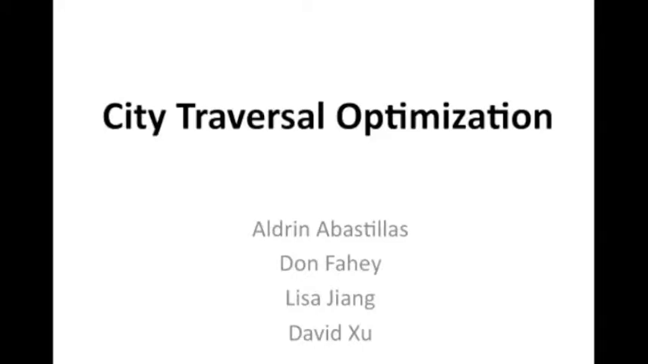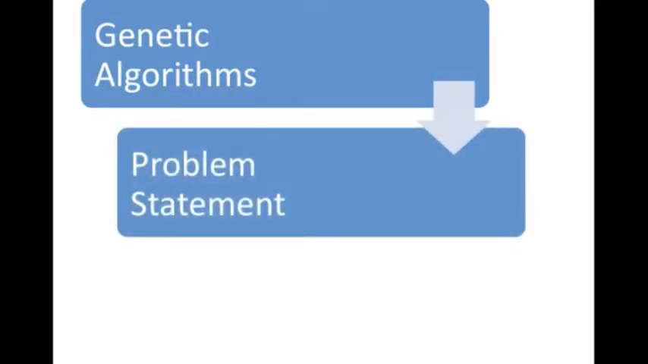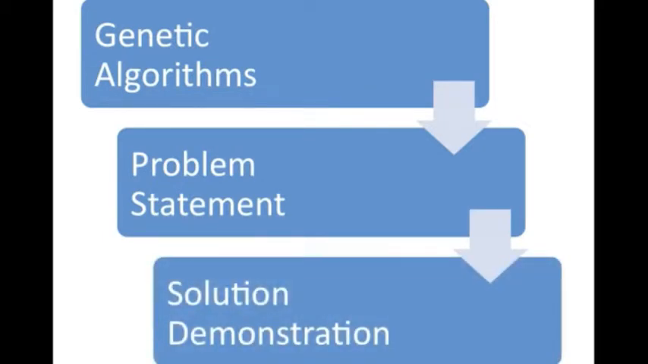Our final project is on city traversal optimization. First, I'm going to give you some background information on genetic algorithms, which is the main idea behind our program. Then, Don's going to talk about the problem we're trying to solve and how we're solving it. And finally, Aldrin will finish up by demonstrating the program itself.